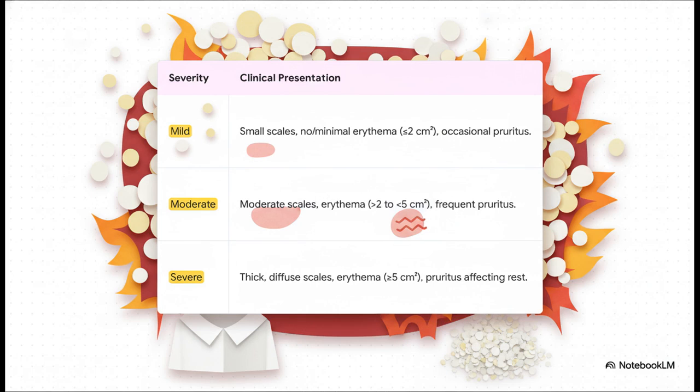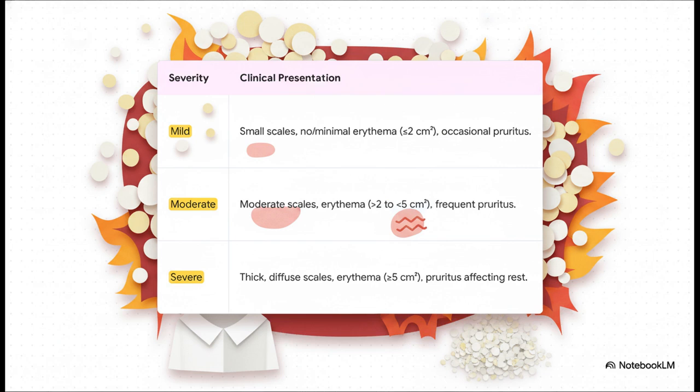The grading criteria are super clear. For mild disease, you're thinking small scales and either no erythema or a very small patch. For moderate, things ramp up. The scales are more prominent, the erythema is bigger, specifically between 2 and 5 square centimeters, and the itching becomes frequent, but it's not so bad that it keeps them up at night.